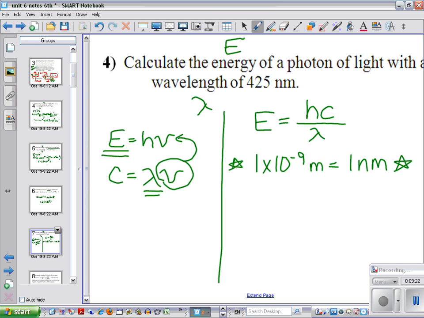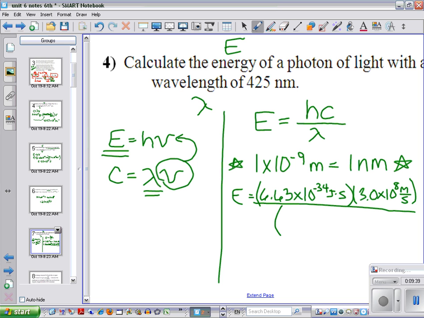So for here, we can start plugging in. E equals, Planck's constant is 6.63 times 10 to the negative 34th joules per second, times the speed of light, which is 3.0 times 10 to the 8th meters per second, all divided by our wavelength. Of course, we can't put it in there in nanometers, so we're going to show our conversion between nanometers and meters. And you can do this conversion out to the side and then plug it in if you need to.